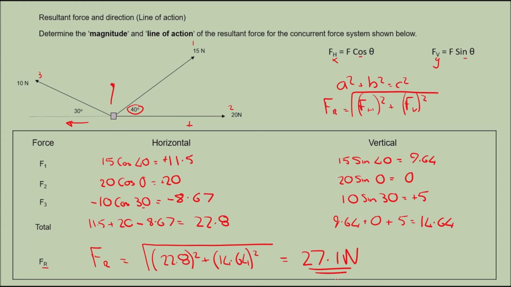newtons. So what we've got here is the magnitude of the resultant force. Magnitude being how big is this resultant force. So for this question here we've got 27.1.